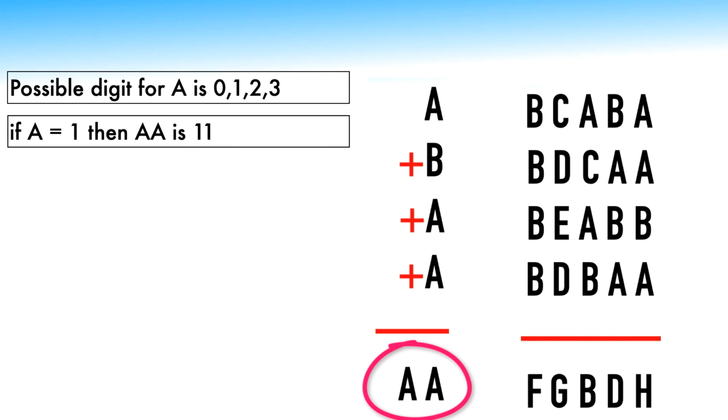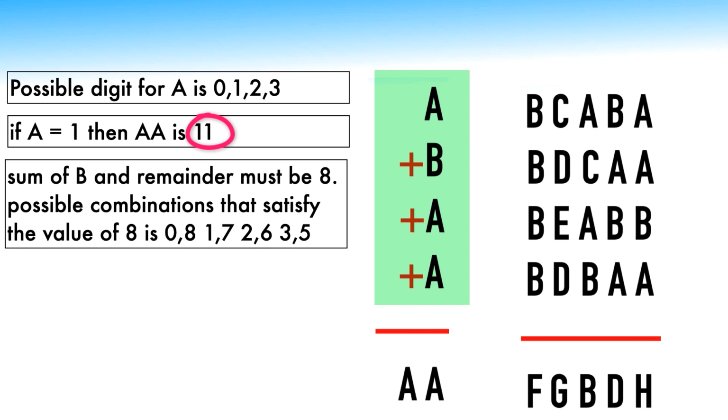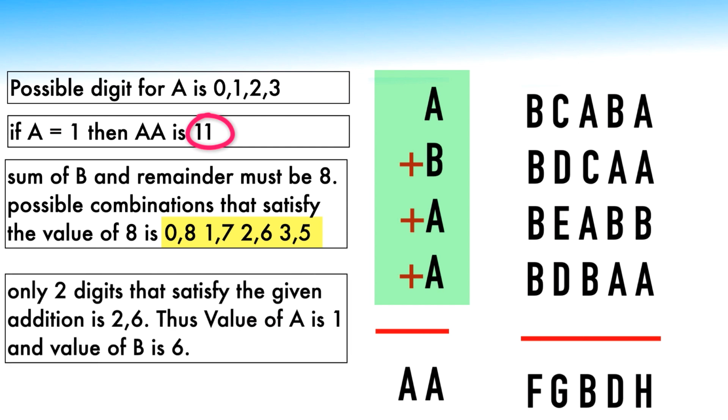If A equals 1, then AA is 1, 1. In the last column, letter A is repeated thrice. The sum of 3 A's will yield 3, and to get the value 11, the sum of B and remainder must be 8. Now possible combinations that satisfy the value of 8 are 0, 8; 1, 7; 2, 6; 3, 5, where the first digit is the remainder and the second digit is the value of B. Only the combination that satisfies the given addition is 2, 6. You can try other possibilities, it is definitely not going to satisfy the condition. Thus, the value of A is 1 and the value of B is 6.